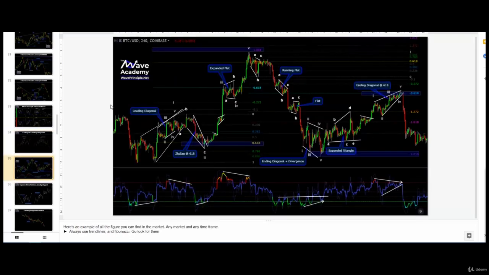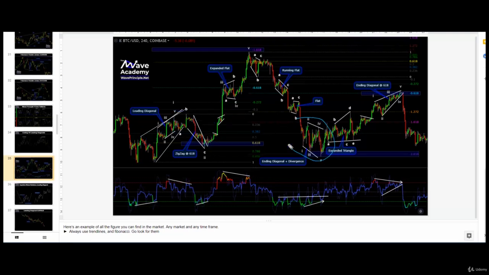Here's an example of how we can see the leading diagonal happening at the bottom here with divergence. The first movement is 1, 2, 3. 3 is extended, then 4 and 5. After we see this leading diagonal, we spot here an ABC zigzag, and it goes up again, as you can see, breaking that last top.